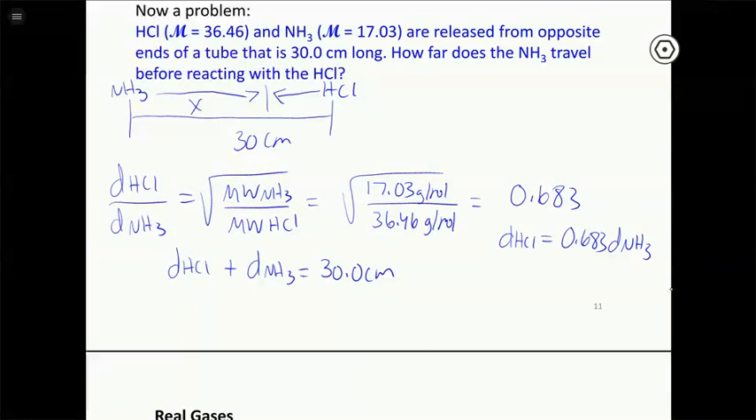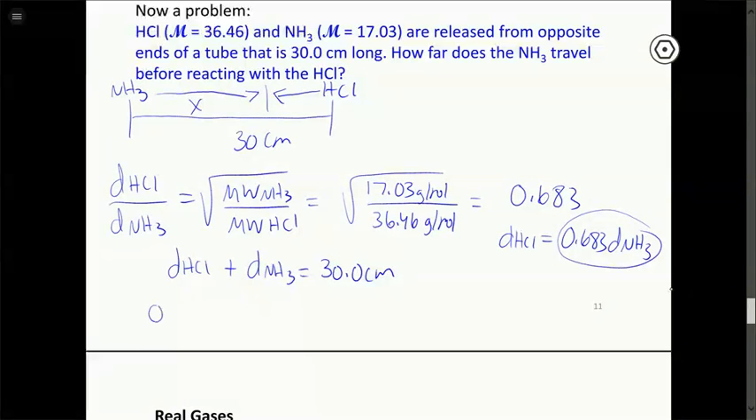It's kind of like the classic physics problem. If a train leaves from Chicago going 60 miles an hour and a train leaves from Cleveland going 50 miles an hour, where do they meet? It's the exact same concept. They meet somewhere in between, where the total distance that the two travel added together has to equal 30 centimeters, which is the distance apart that they're starting. So that's our second equation, and we just substitute this into there.